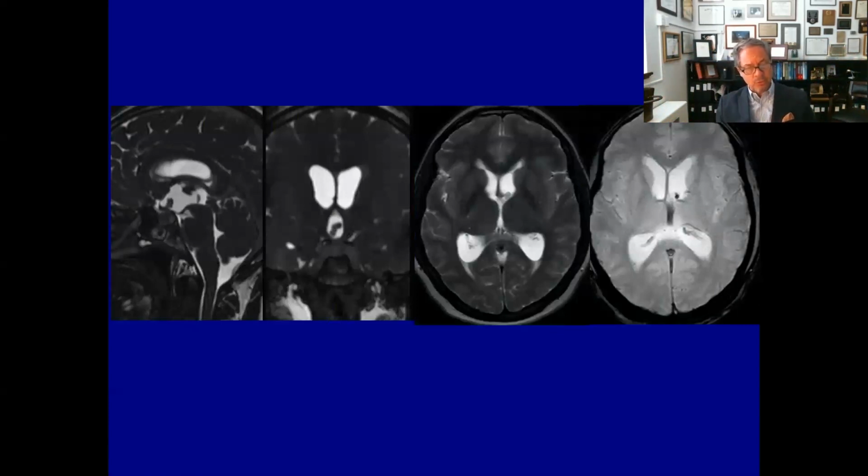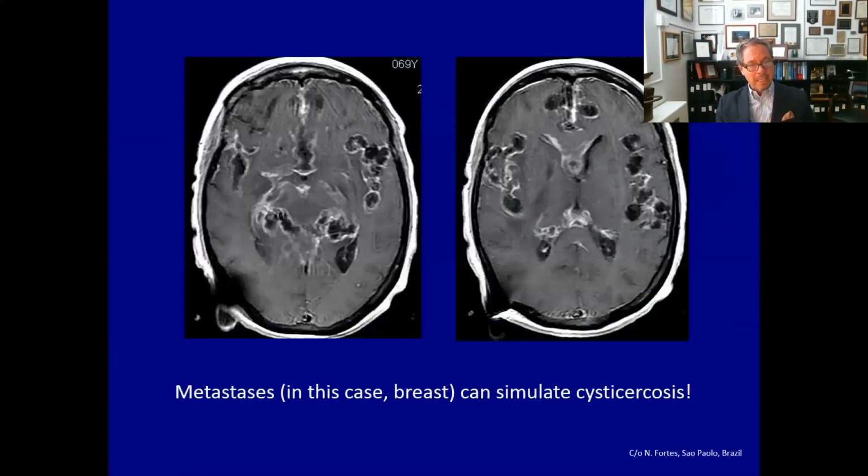So to finish the lecture, I'm going to show you two slides. Here is a patient with multiple cystic lesions that appear to be in the CSF-containing spaces. They had peripheral enhancement, and they look very much like the patient that I showed you with racemose cysticercosis. But these were cystic metastases from breast carcinoma.